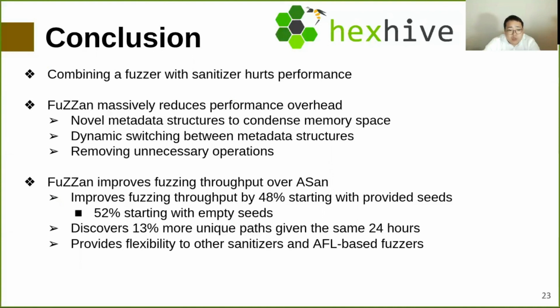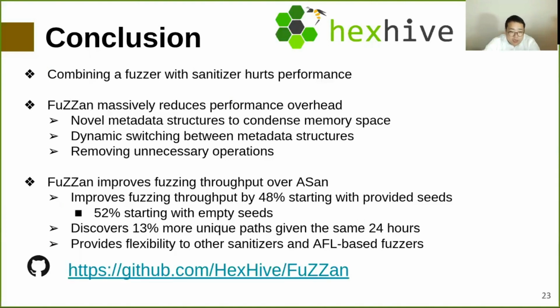Our evaluation showed that Fuzzan improved the fuzzing throughput by 48%, starting with the provided seed. It discovers 30% more unique paths than Address Sanitizer. And it also provides flexibility to other sanitizers and AFL-based fuzzers. The open source version of our Fuzzan is available at this link.